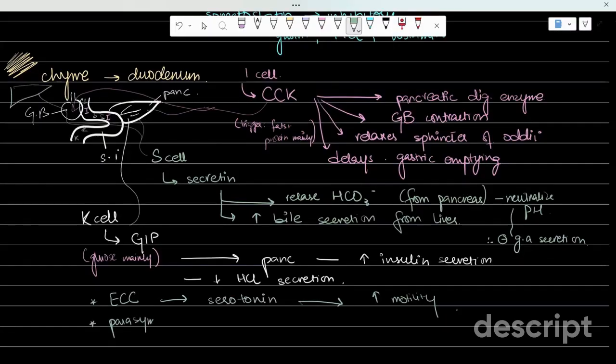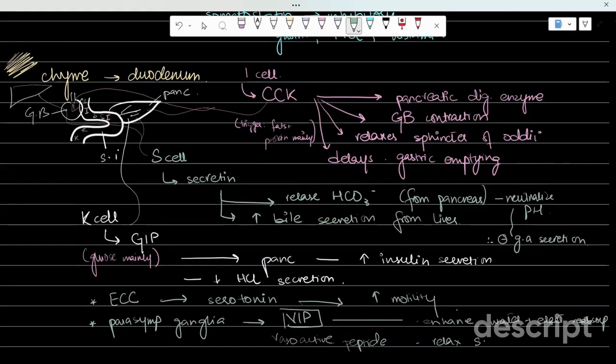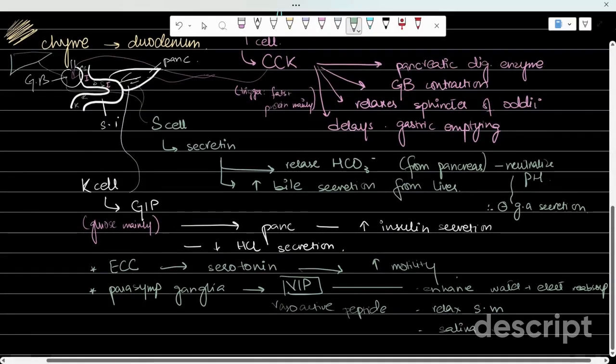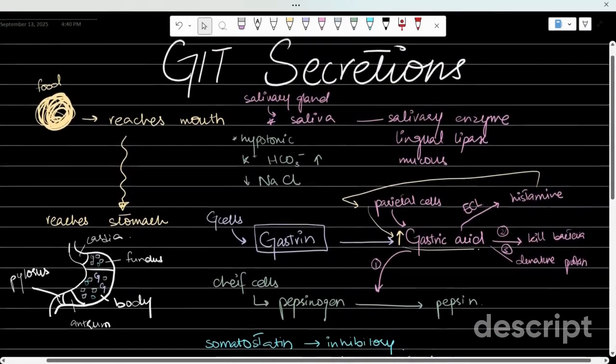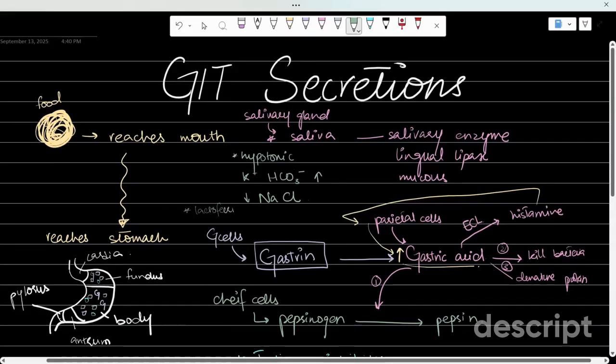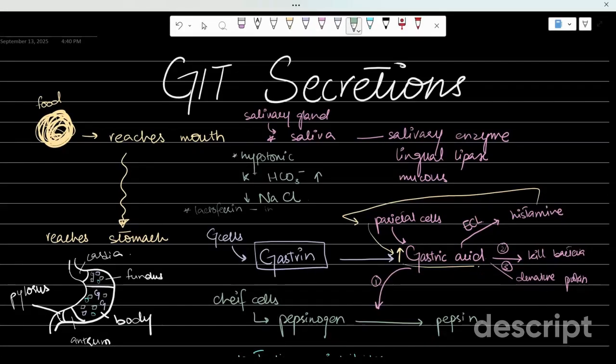Also an important component, VIP, vasoactive intestinal peptide, is secreted from parasympathetic ganglia, which enhances water and electrolyte reabsorption, as well as it relaxes the smooth muscles. Also, it is involved in saliva release. Also, one point I would like to mention in saliva that it contains an enzyme lactoferrin, which inhibits bacteria's action.